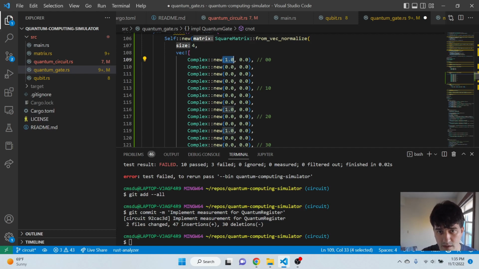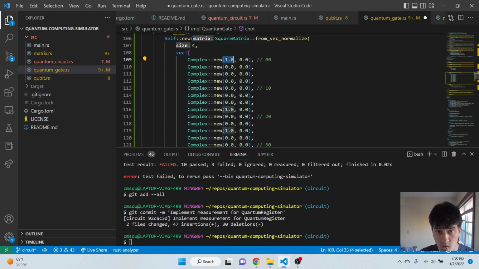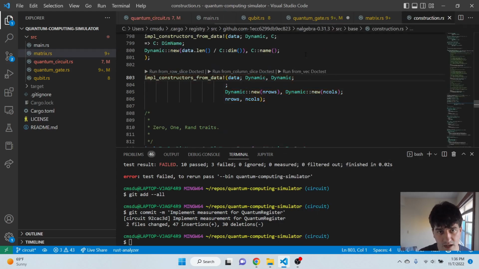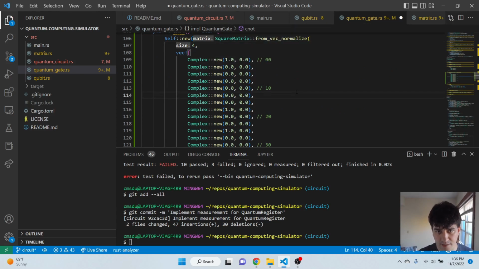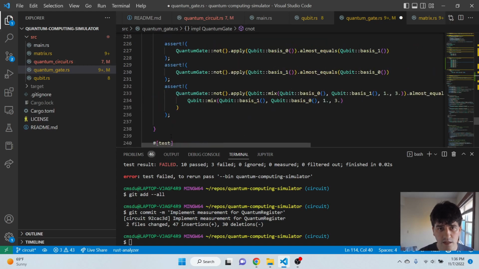So let's compare that to what we have in our code. So we have 0, 0. We have... Don't I think this should be a 1? Unless I'm wrong about from vec. Yeah, so I feel like GitHub got this completely wrong. Let's write a test though to check.